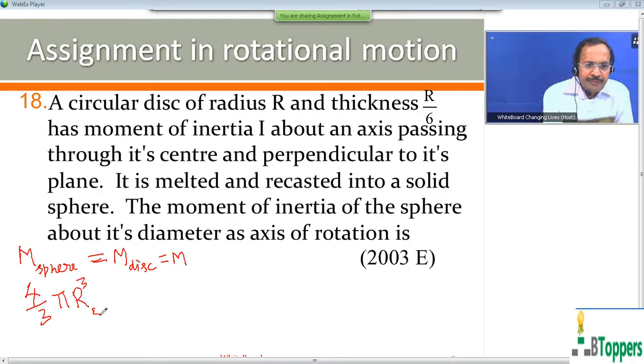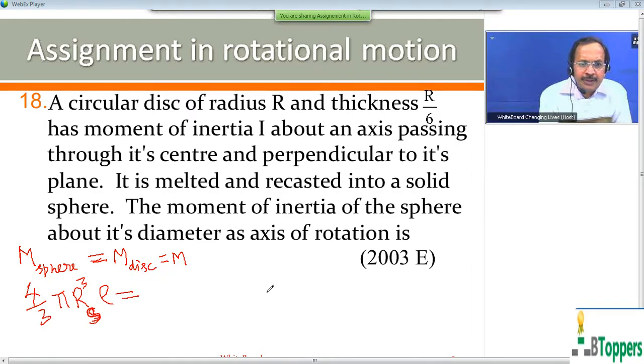The density can be assumed to be constant for the given material. So density rho of the sphere can be taken to be same as the density of the circular disc. So volume of sphere equal to 4/3 pi rs cube, where rs represents the radius of sphere.